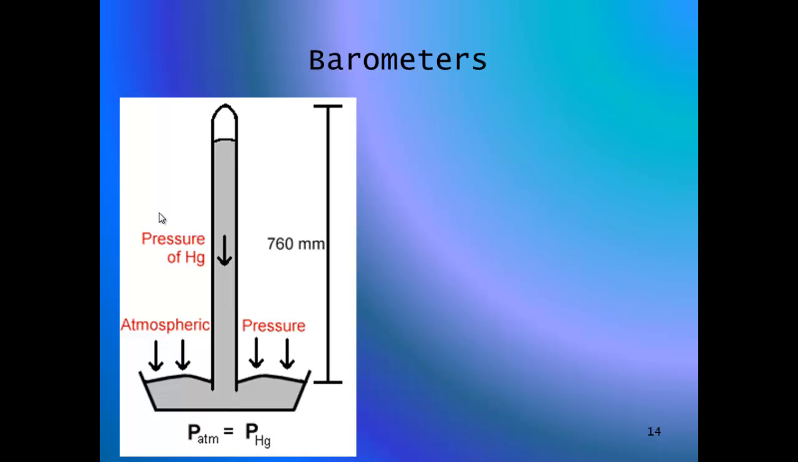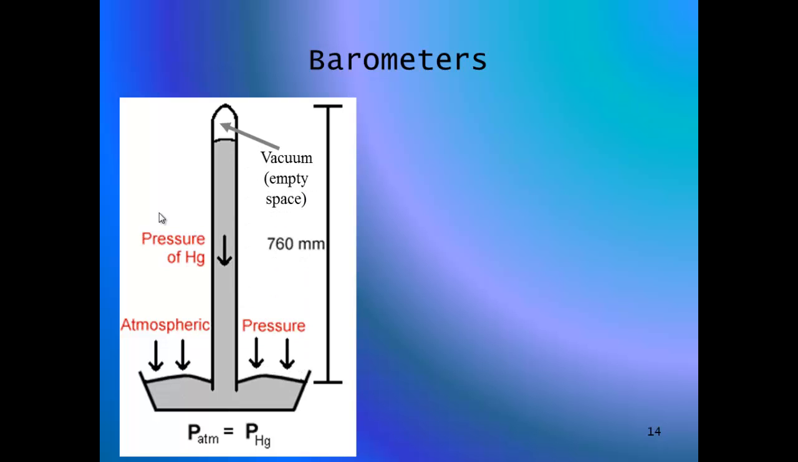What keeps the mercury still in the column is the atmospheric pressure on the outside. If you think about the magic beakers that we did, the atmospheric pressure on the water in the outside beaker pushed the water up into the little beaker. It's kind of that same idea. The higher the atmospheric pressure on the outside, the more mercury is going to be standing in the column.